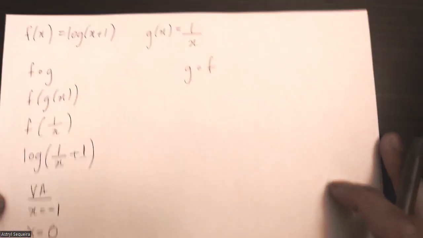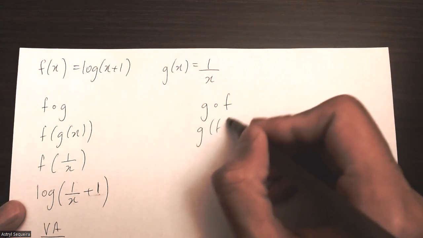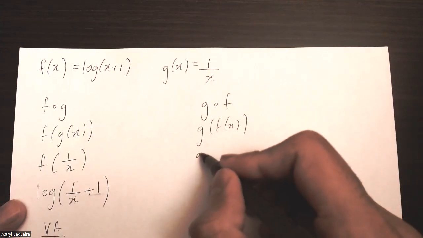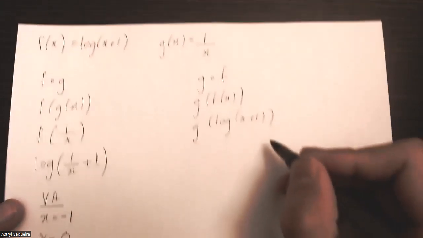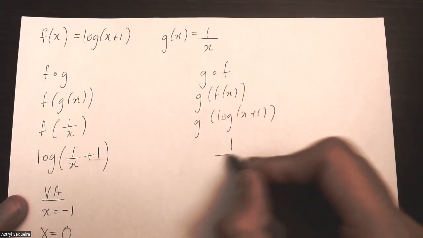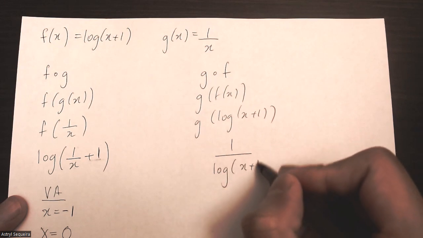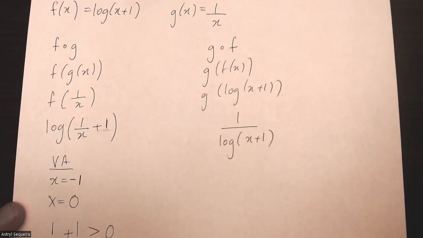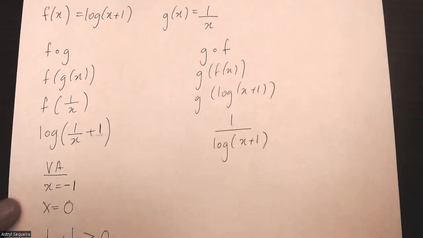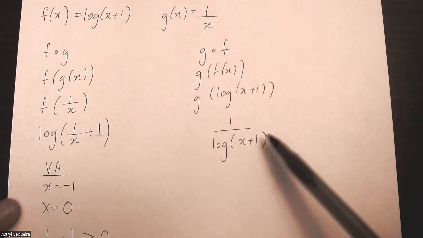Okay, let's go to g of f of x. So g of f of x is g of log x plus 1, which is basically 1 over log of x plus 1. I need to find the vertical asymptotes, the domain, and the range of this function. This one is a pretty tricky one.